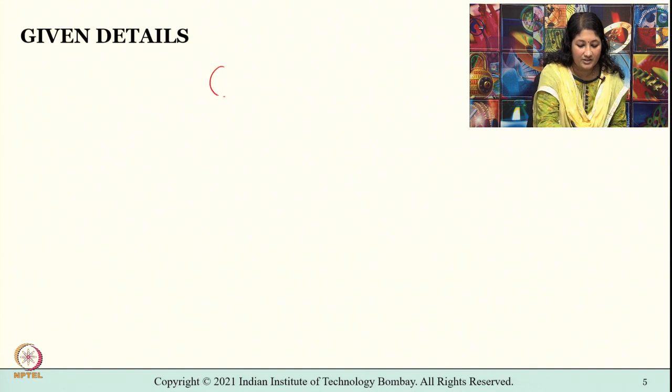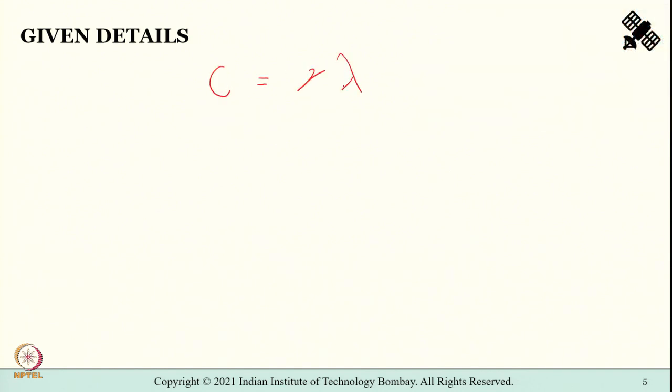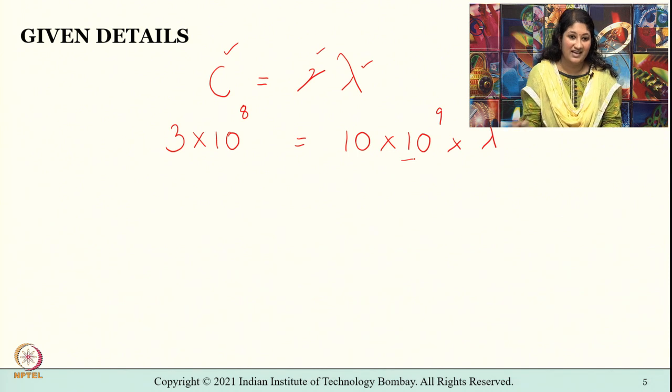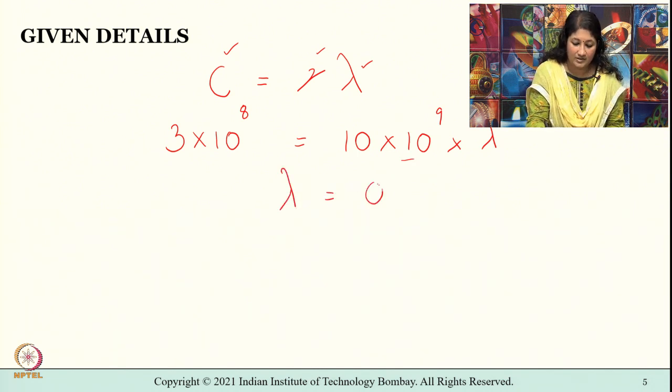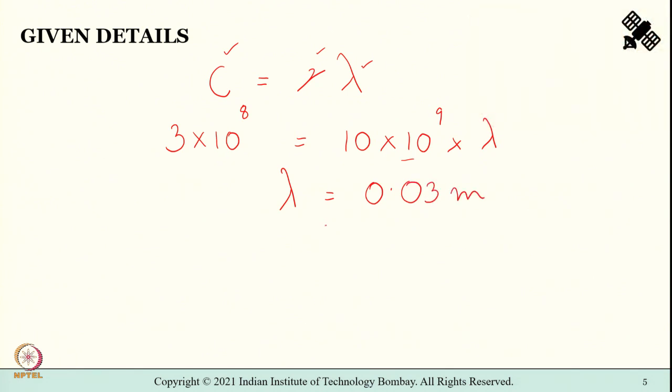We know the relationship that c equals nu lambda, where c is the speed of light, lambda is the wavelength, and nu is the frequency, which means I can write 3 into 10 power 8 equal to 10 into 10 power 9 into lambda. Why did I write 10 into 10 power 9? Because frequency is given as 10 gigahertz. So I will get the value of lambda as 0.03 meters, which is also equal to 3 centimeters. Now we have all the details required for us to use the radar equation.